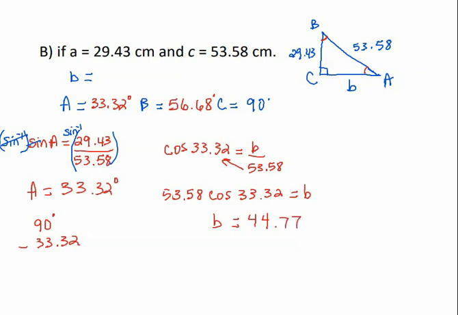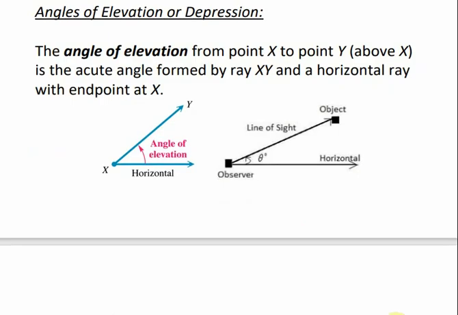All right, so that's 44.77. And now we have solved this triangle because we have all 3 sides and all 3 angles. So the next thing that we need to talk about are angles of elevation or depression.